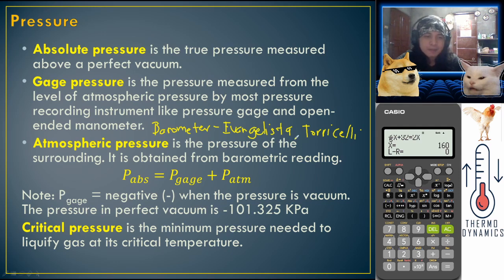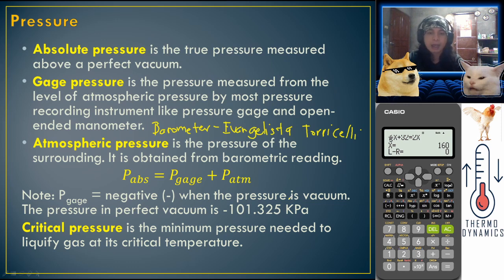Okay. So, note, gauge pressure is negative. Kapag daw negative yung nakuha natin gauge pressure, anong ibig sabihin nun? Ang tawag doon sa negative gauge pressure is the vacuum pressure, no? Okay? So vacuum pressure kapag negative, kapag positive, gauge pressure. At ang pressure daw sa perfect vacuum ay negative 101.325 kilopascals. Ibig sabihin, wala na talagang air na present doon sa vacuum. As in, it is a void space na wala nang matter. Yun. We call that vacuum.